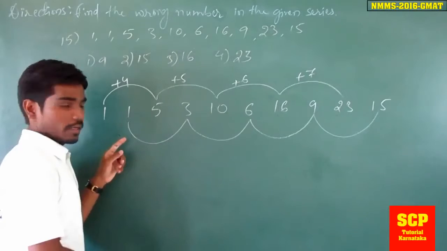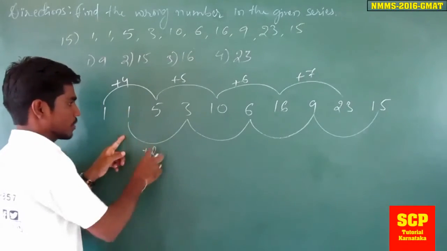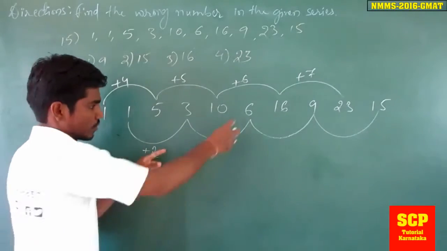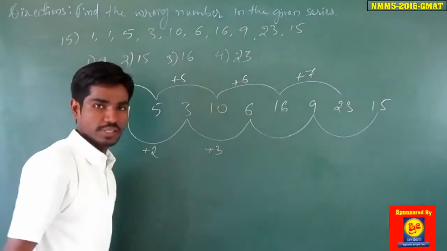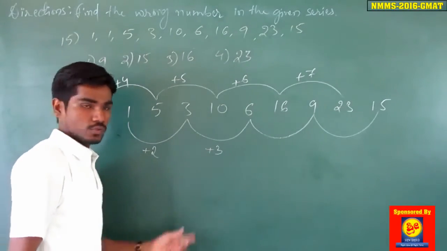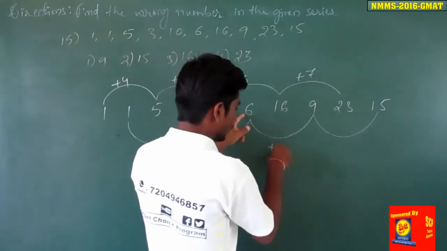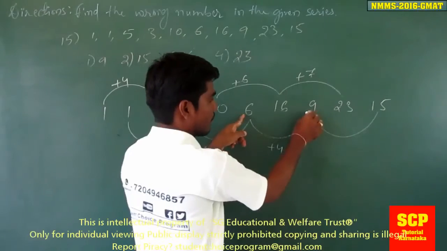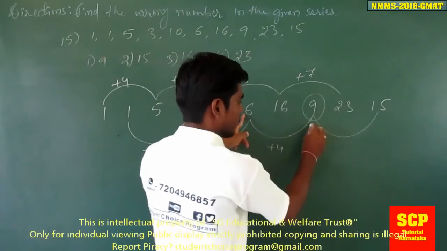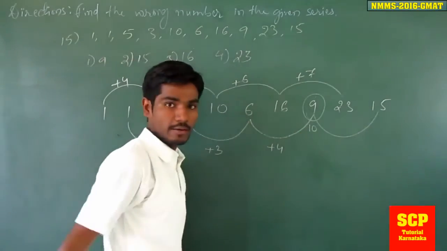1, 3. Now 3 is obtained when I add 2 to 1, that is 1 plus 2 is what? 3. Now 6 is obtained when I add 3, that is 3 plus 3 is what? 6. 2, 3. So the next would be 4. If I add plus 4 to the 6, what I'll get? I'll get 10, but I'm having 9 over here. If I add 4 to 6, I'll get 10.